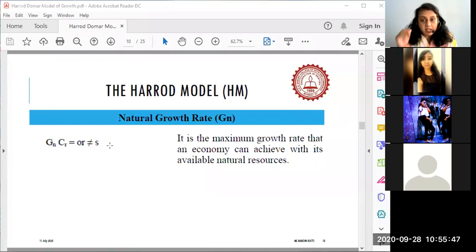Class, I hope you all have understood what we have done today. We did three things. We did what is actual growth rate, that is G. I told you what is GW, the warranted rate of growth, and what it means. And then I spoke to you about natural growth rate, that is GN. Is this much clear? Are we okay?